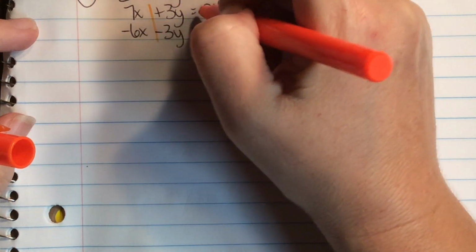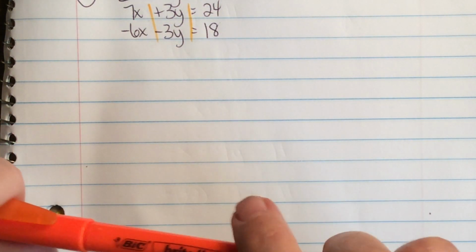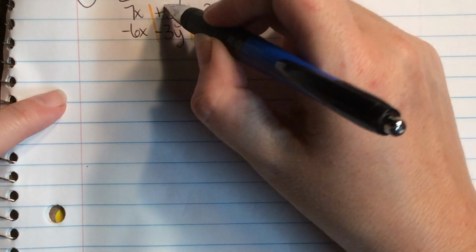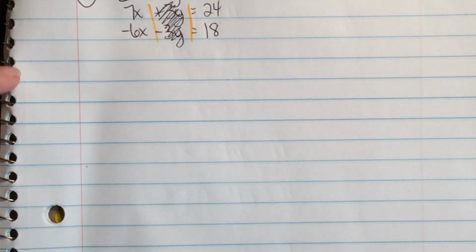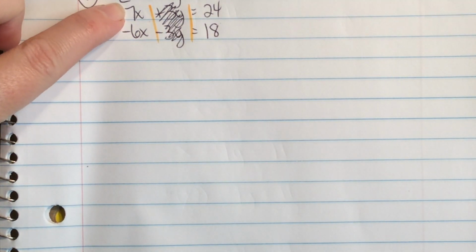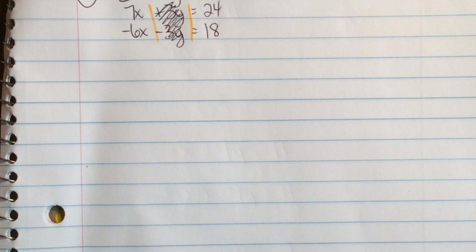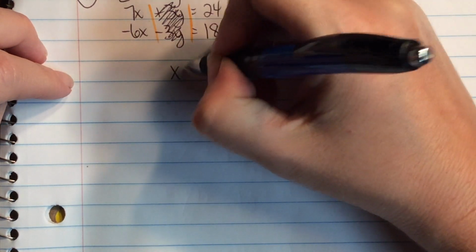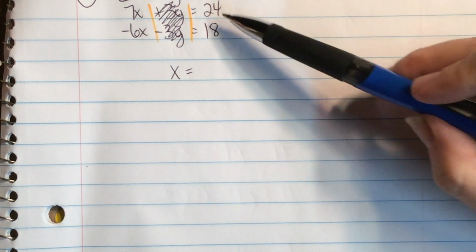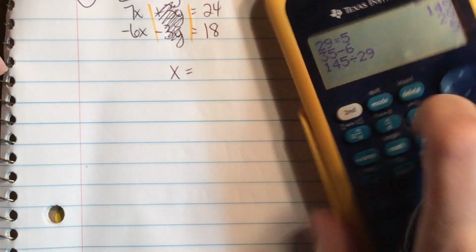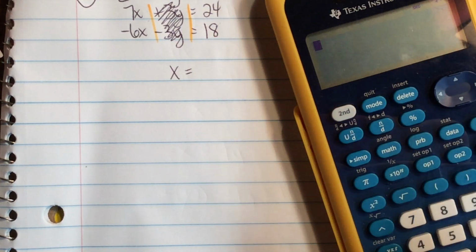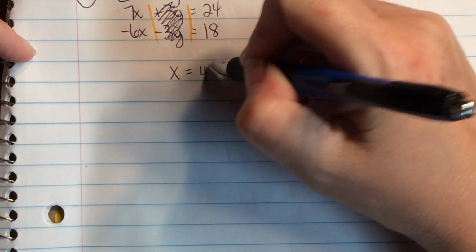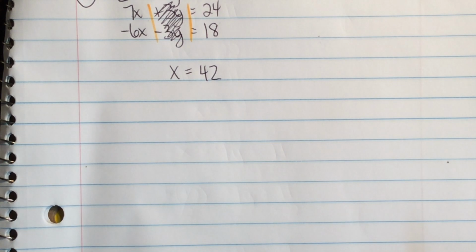And now when I look at it, my y's will eliminate. So these are going to go away. And I got 7 plus negative 6, which is the same thing as 7 minus 6, which is 1x. And 24 plus 18, is that 42? Let's see. Yep, 42. So x equals 42, which is a huge number. That can't be right.